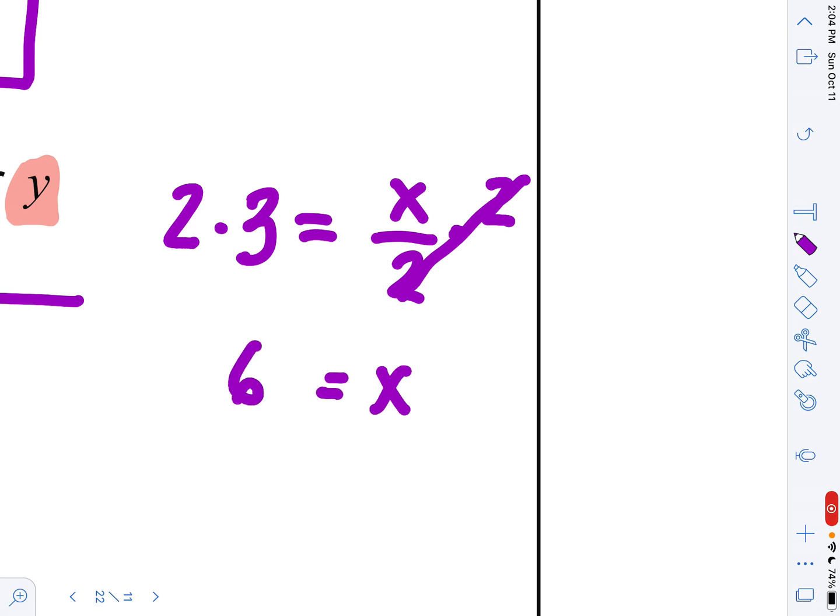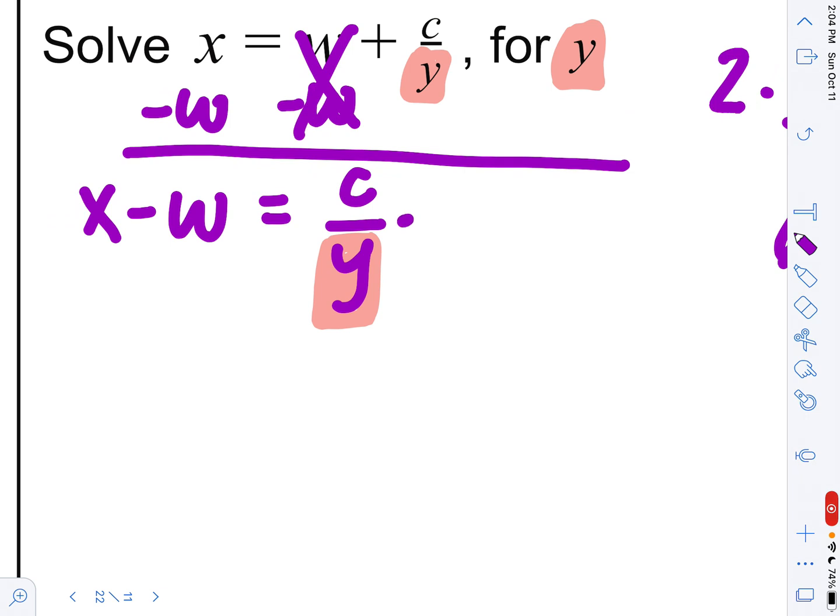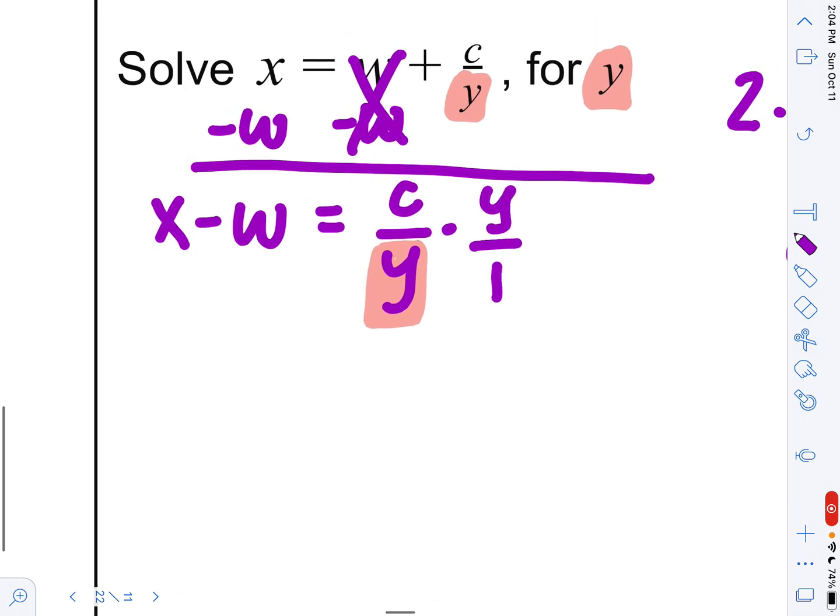So in order to get this fraction away, I have to multiply by the reciprocal. Technically, I multiplied by 2 over 1, right? And then that cancels out. In the same way, to get rid of that y, I'm going to multiply by y over 1. You can think of it like that. So I'm going to multiply this by y over 1.